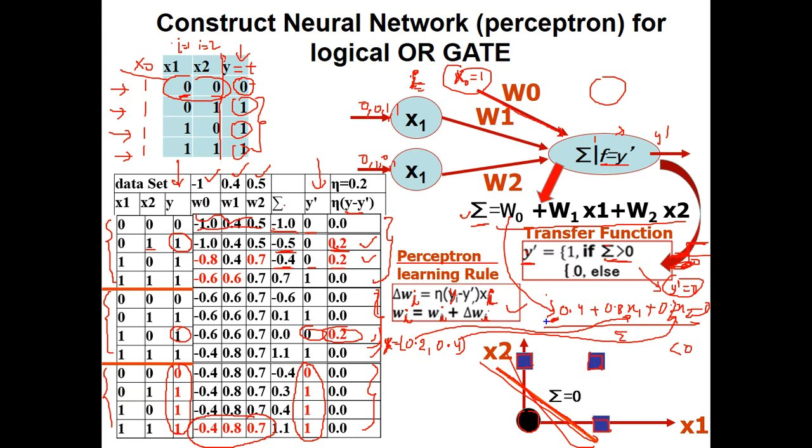Similarly, let us say you take one other example, x is equal to 1, 0.5. x1 is 1, x2 is 0.5. Now compute sigma. So minus 0.4 plus 0.8 into 1, 0.8, plus 0.5 into 0.7, 0.35. So you will get something greater than 0. So if it is greater than 0, you will get y dash equal to 1.